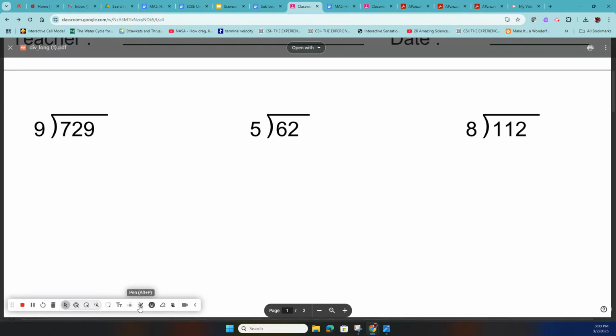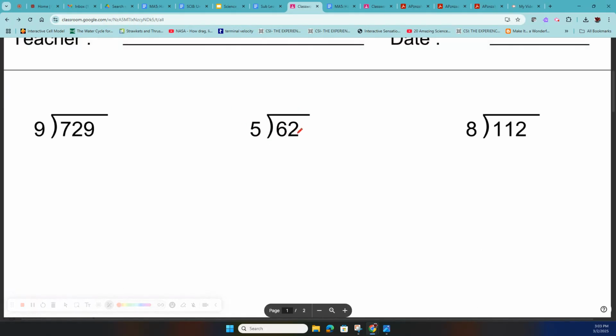All right. Okay. So my dividend on this one is 62. My divisor is 5. And I better write DMSB just to help myself, because that way I'll never forget or miss a step. Every time I'm going to write this. So let's go through the steps.